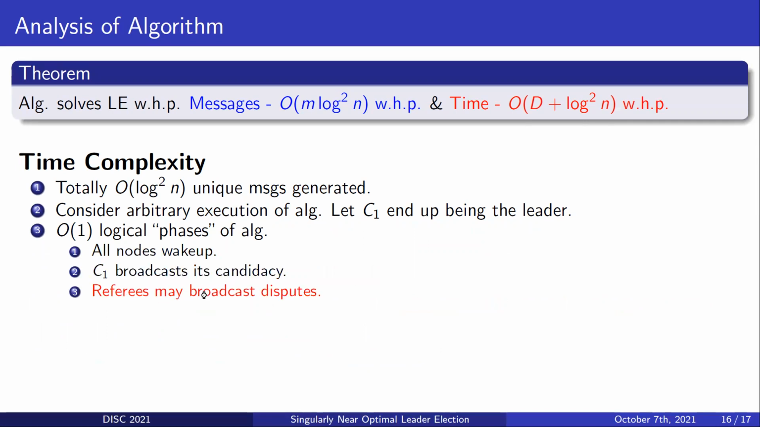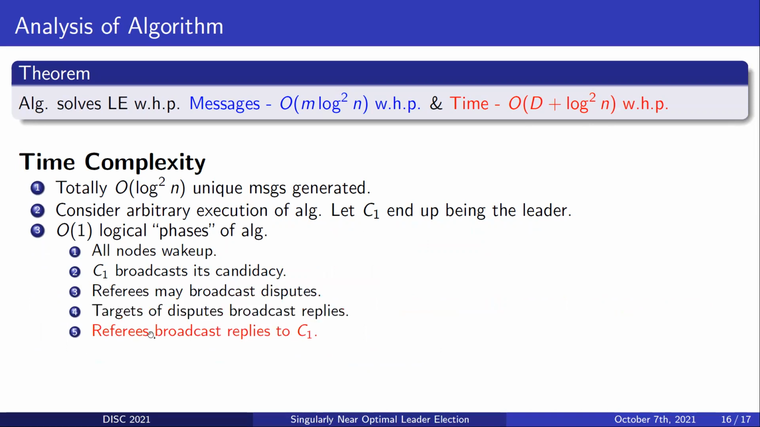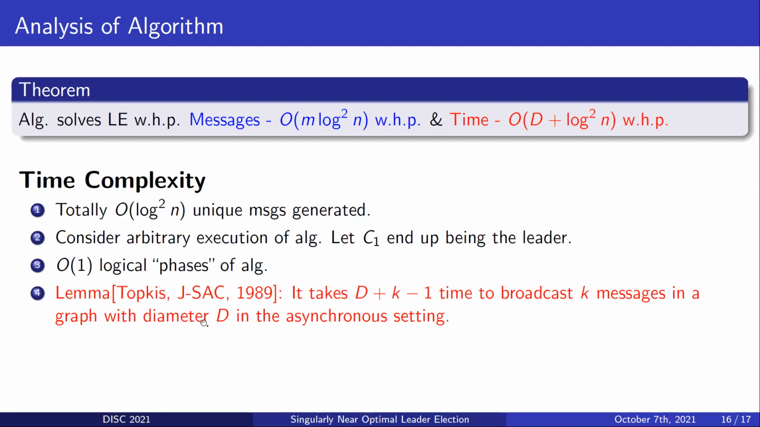Referees might need to generate disputes. Those candidates that lose the disputes have to reply. Referees then subsequently broadcast accept to C1. And finally, C1 broadcasts its leadership. So in this sequence of steps, there are O(1) such steps. And for each step, let's look at the time it'll take.